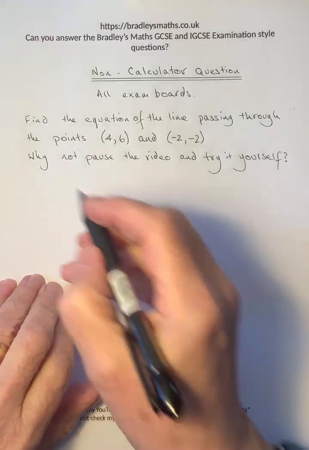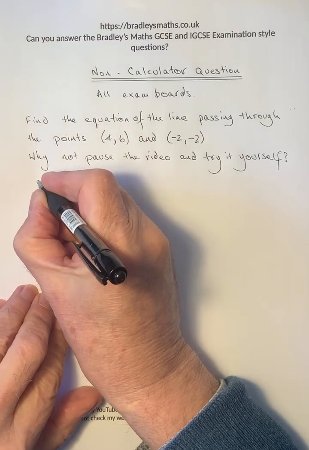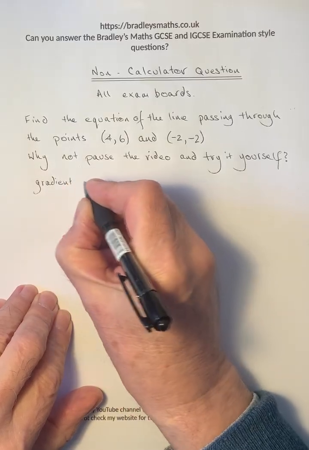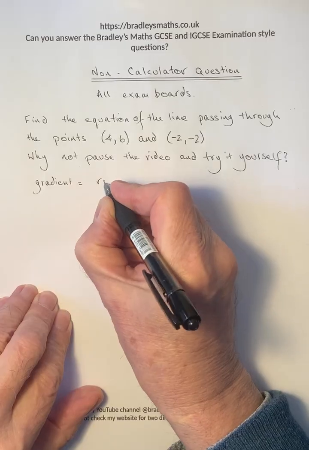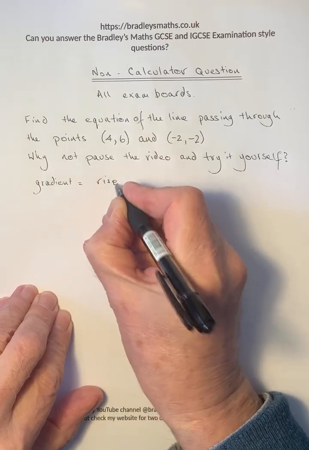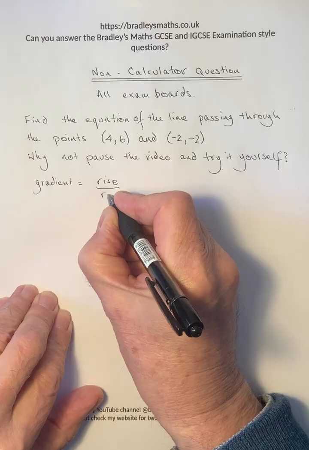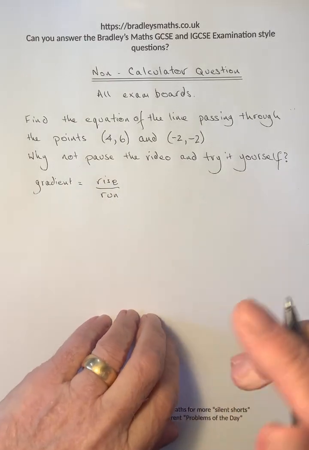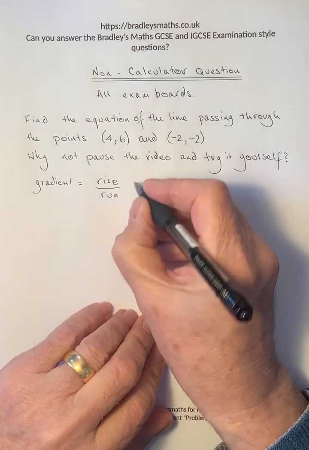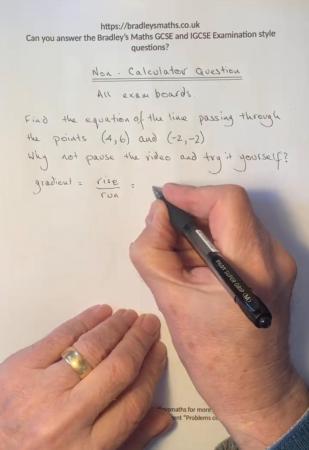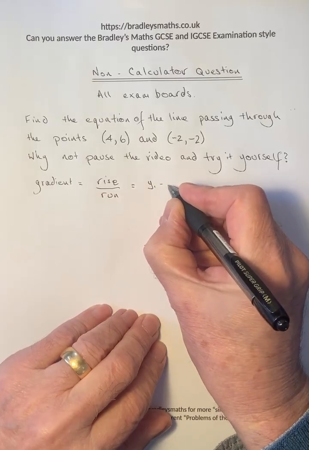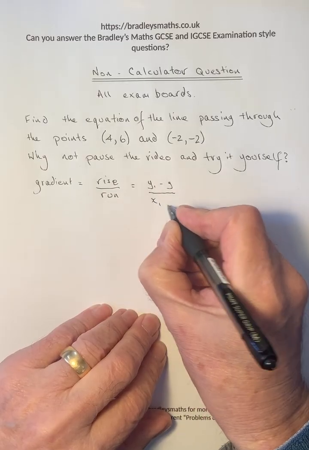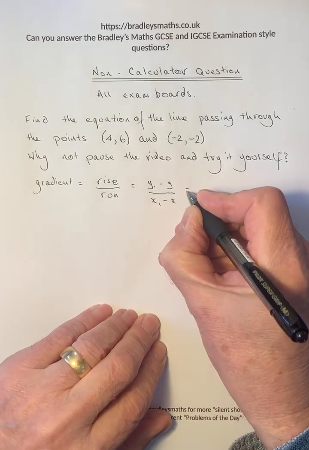So the first thing we need to do when we're doing this is find the gradient. The gradient is defined as being rise over run. And the rise is the difference in y values, and the run is the difference in x values. So this is (y1 minus y) over (x1 minus x), which equals.